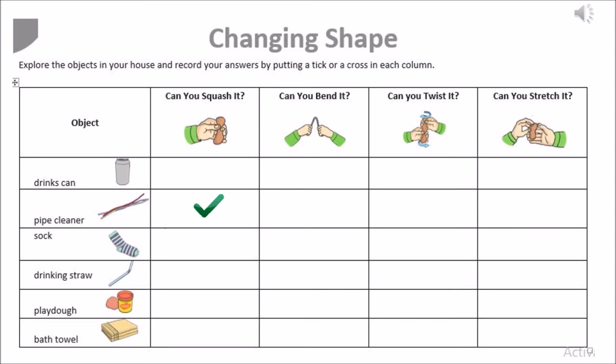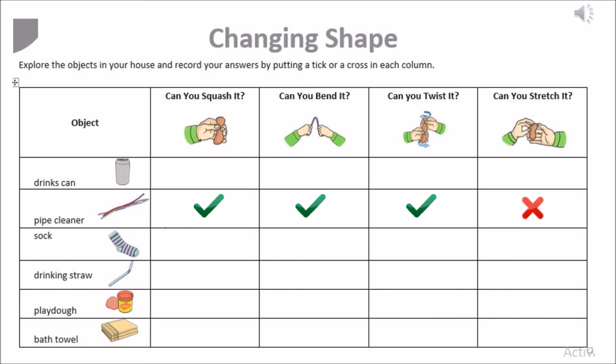Can we bend the pipe cleaner? Yes, we can, because the metal is nice and thin, so we're able to bend the pipe cleaner. Can we twist it? Yes, we can. We can grip the pipe cleaner on either end, push with one hand and pull with the other hand. We definitely can twist it. The last question is, can you stretch it? No. The hard wire is unable to be stretched. We cannot make it longer.